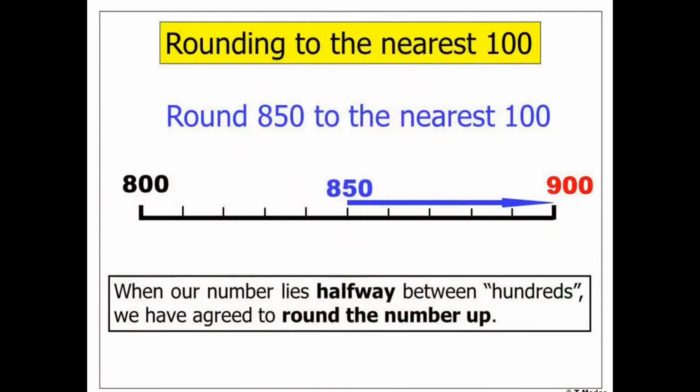Next is round off 850 to the nearest 100. Now students, on the number line you can observe that 850 lies halfway between the hundreds. That means it lies between 800 and 900. So we will round the number up. That means round off of 850 to the nearest 100 is 900. Hopefully it is also clear to you.